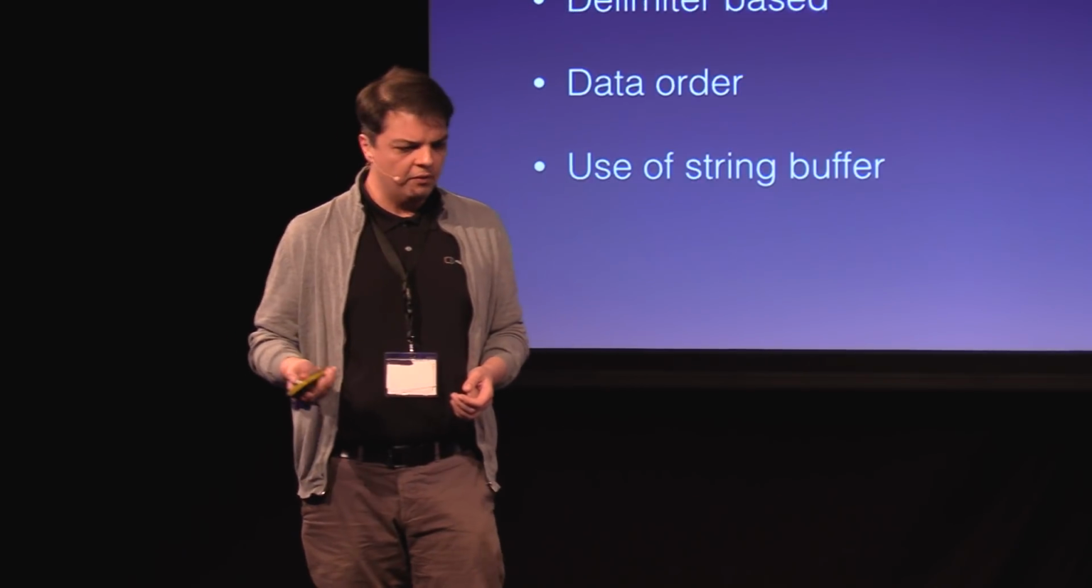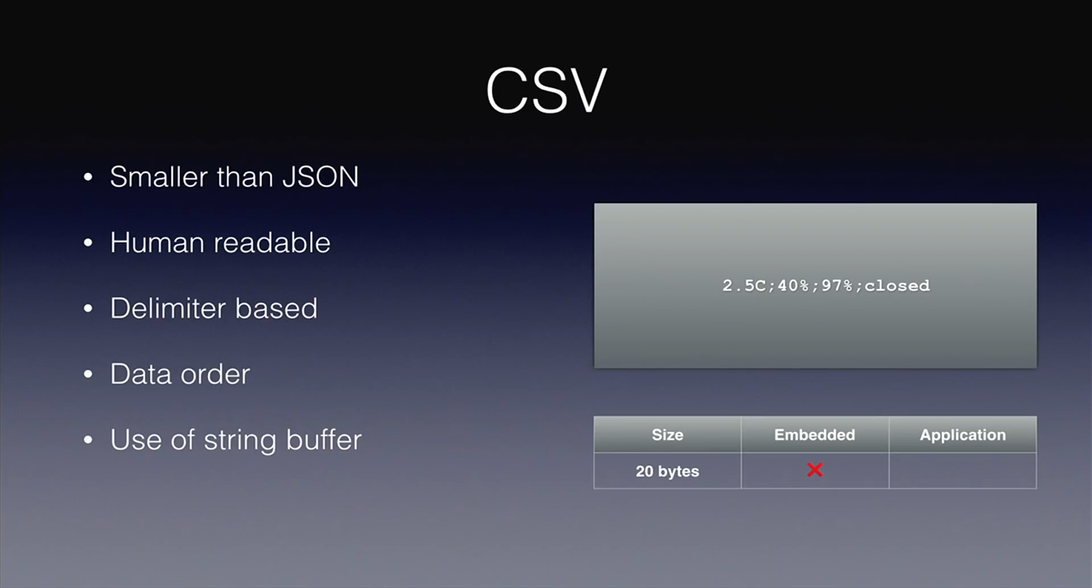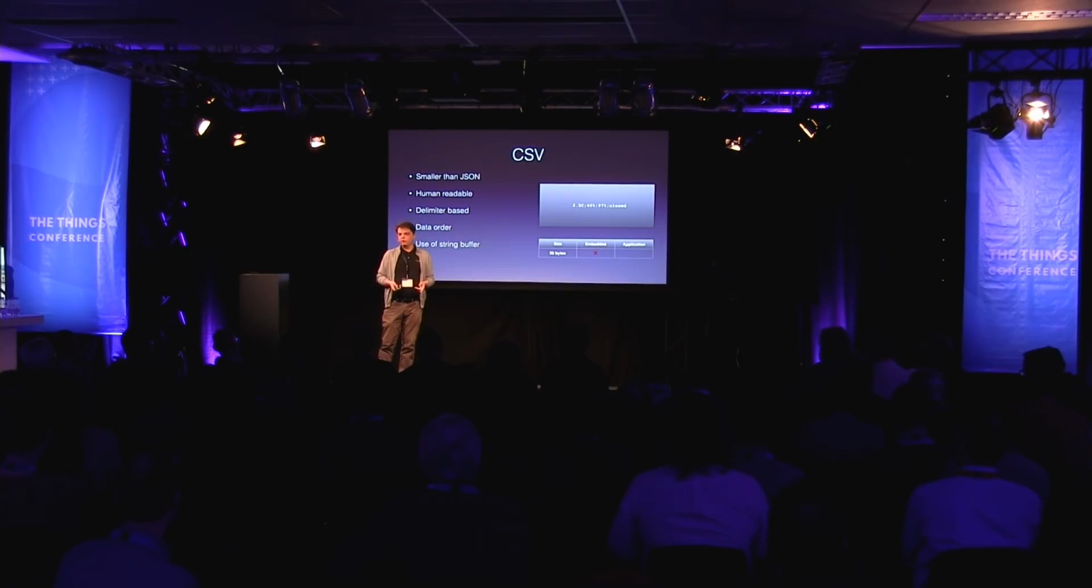Let's go further. CSV format, basically using some separator. It's definitely smaller than a JSON. It's still human readable. And you will need to use some delimiter. So here I put some colons, but it could be a comma, it could be whatever, a slash, a dash. But the point we need to understand is that there is a data order. Once you do your parsing, you will split all the elements, and here the first element will always be the temperature, the second will always be the humidity, and so on.